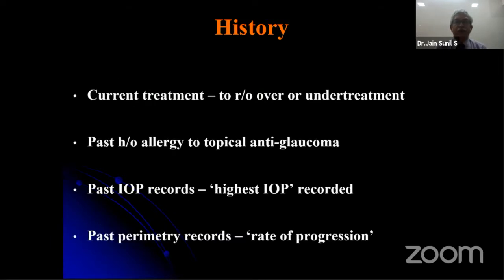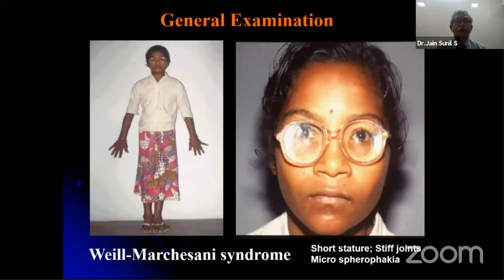History of current treatment is important because it might help you rule out whether there's an over-treatment or an under-treatment going on. Also ask about past allergy to topical medications so that you don't repeat the same medication. Past intraocular pressure records are very important because they give you the highest pressure at which the damage occurred, and hence you can calculate your target intraocular pressure. Looking at the past perimetry will help us know the rate of progression. Is he rapidly progressing, or is the perimetry stable? Hence you can titrate your intraocular pressures.